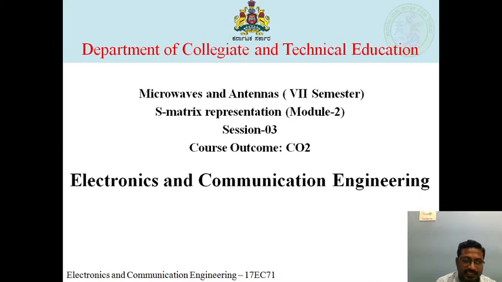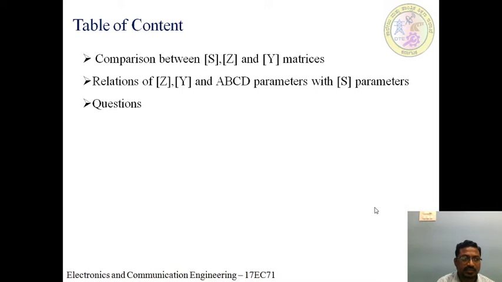So in this session, I am going to explain S-matrix representation for Module 2 of the Microwaves and Antenna subject. It covers the course outcome CO2. In this session, I am going to explain the comparison between the S, Z and Y matrices, and also the relationship of Z, Y and ABCD parameters with the S parameters, and some question arrays.